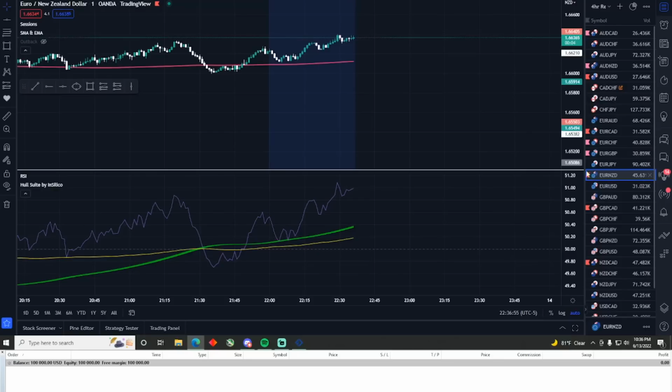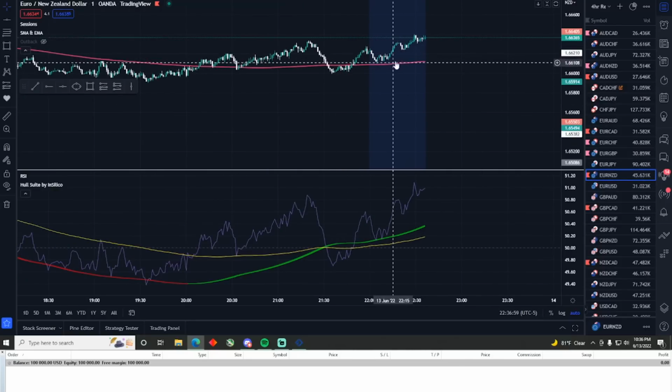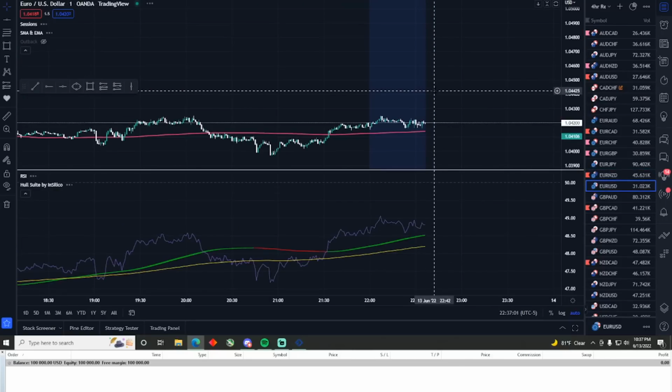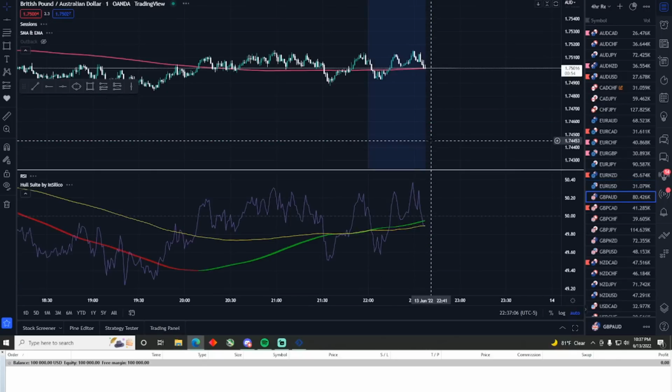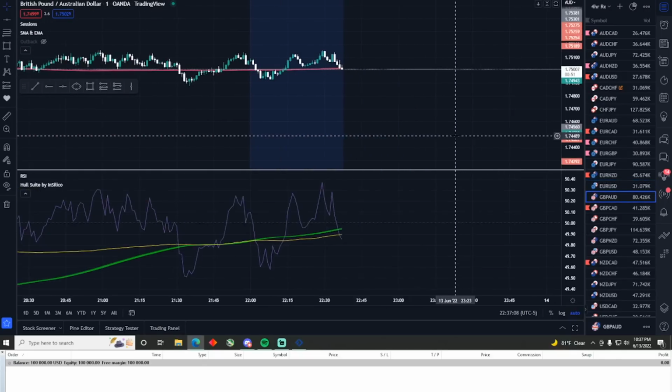I'm gonna mark Ian with red. It has moved up a decent bit, starting to gap away. EU's just not moving at all, so we're just a little hesitant on that.